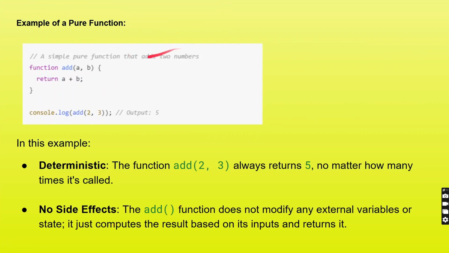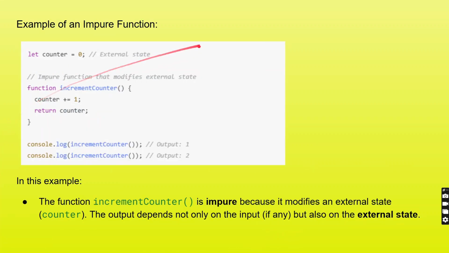Example of a pure function. A simple pure function that adds two numbers. Function add takes two arguments and adds them, so the output of add(2, 3) is 2 plus 3 equals 5. In this example, it is deterministic: the function add(2, 3) always returns 5 no matter how many times it's called. It has no side effects: the add function does not modify any external variables or state. It just computes the result based on its inputs and returns it.